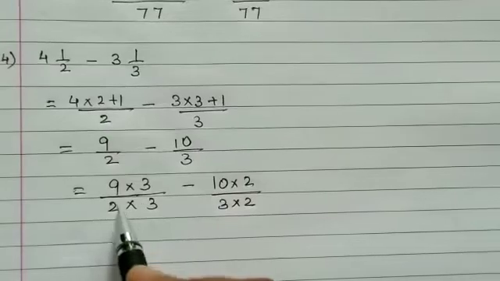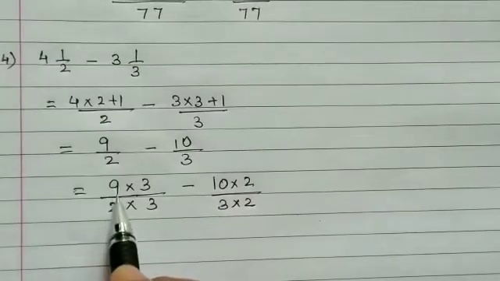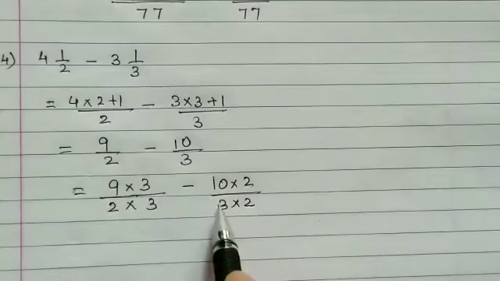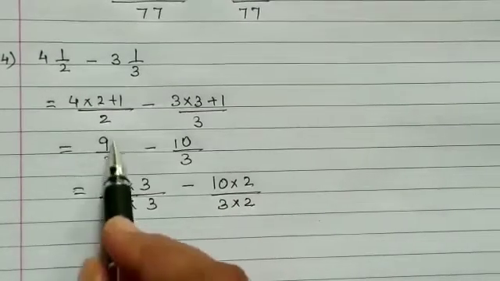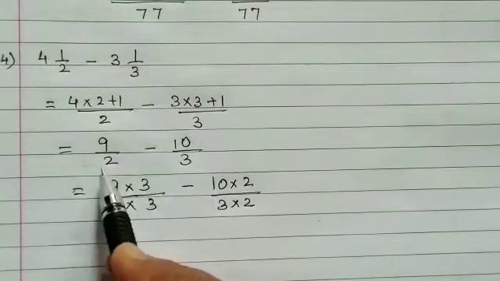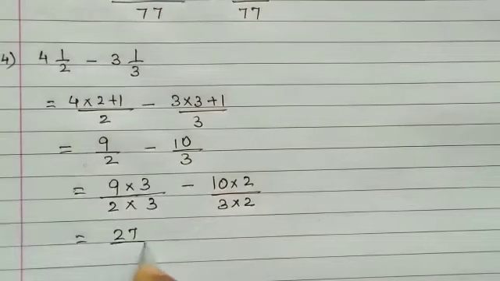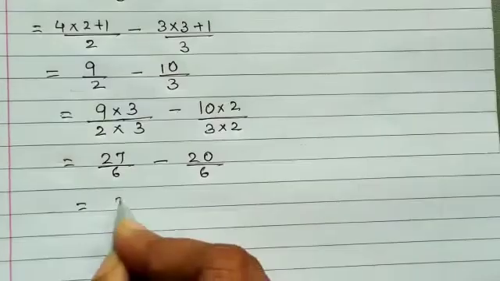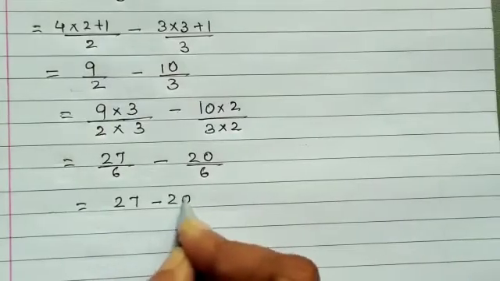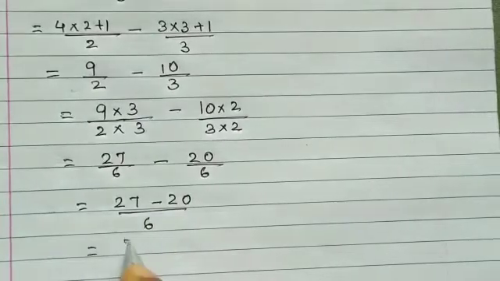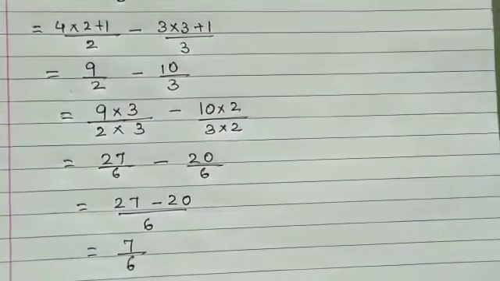Now we make the denominators equal. So you get 9 into 3 upon 2 into 3 minus 10 into 2 upon 3 into 2. Multiplying the first fraction by 3 and the second fraction by 2. So you get 27 upon 6 minus 20 upon 6. So you get 27 minus 20 upon 6. That's equal to 7 upon 6. So the answer is 7 upon 6.